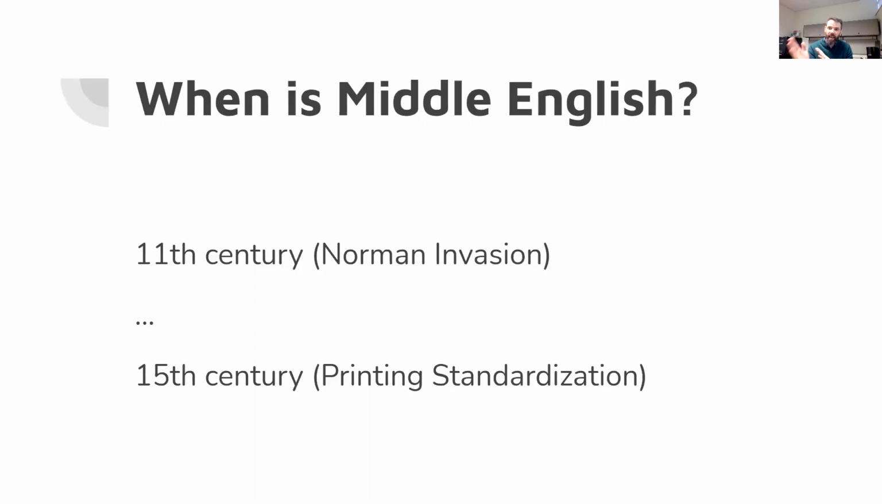We generally think of the end of Middle English and the start of what we call modern English, especially early modern English, to be around the 15th century. And this is with the invention of printing, standardization that has now come to England and is being used. And so we start seeing some shifts then in the language. So really, this middle period, 11th century to 15th century, is what we would consider Middle English.